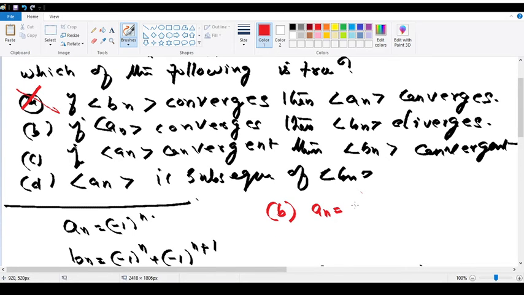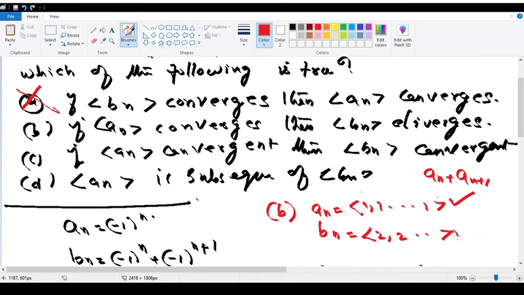For an you can take the constant sequence 1, 1, 1, 1. What is Bn? All terms are 1, so an is 1 and an plus 1 also 1. So Bn is 2, 2, 2. So an convergent, Bn also convergent. The second option says an convergent, Bn divergent. Here you got Bn is convergent, so the second option is false.